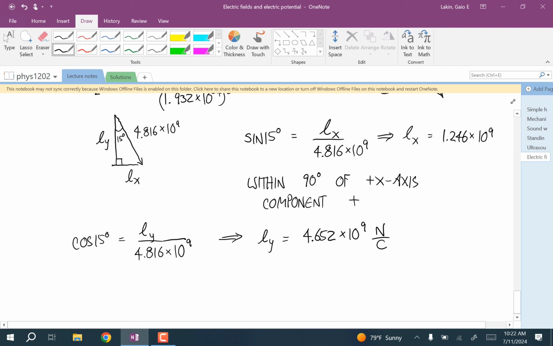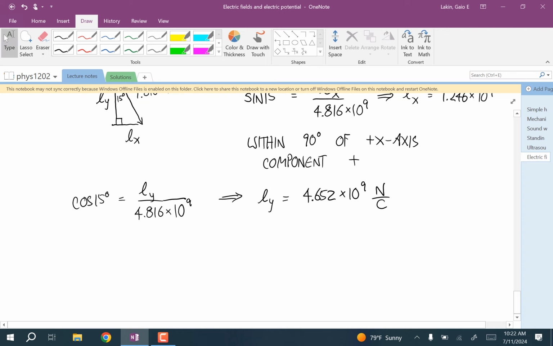This time, notice that this electric field vector is greater than 90 degrees from the positive y-axis. You know, the positive y-axis is this. The electric field vector is this. That angle is more than 90 degrees. So it's over 90 degrees from the positive y-axis, which means that the y component is negative.